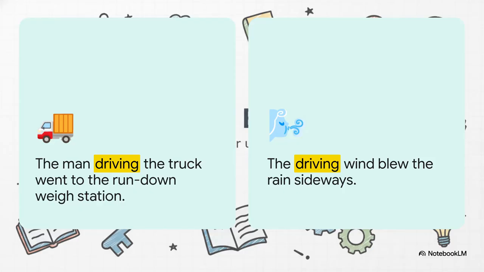So check this out. Both of these examples are from that page. In the first one, the man driving the truck, the word describes an action. He's operating a vehicle. Super straightforward. But in the second one, the driving wind, the word describes a quality, a force. It means the wind is powerful, relentless. It's the exact same word, but we get two totally different, totally clear meanings just from the context.